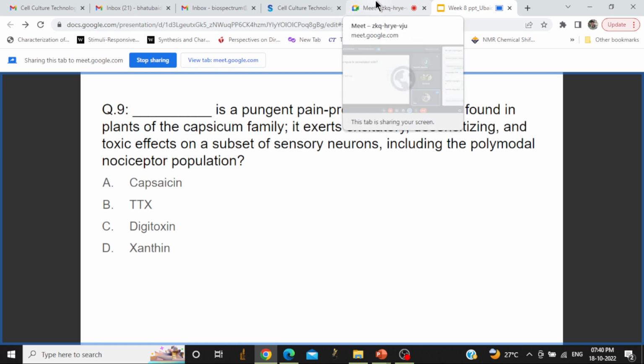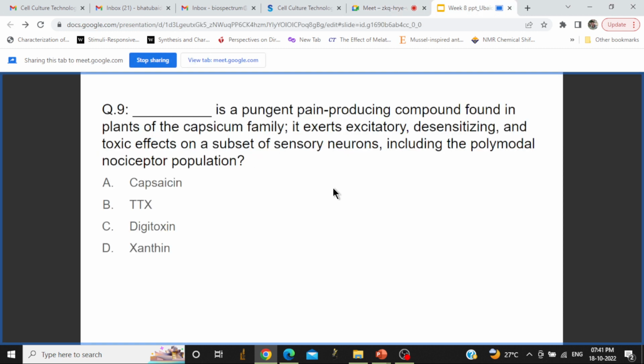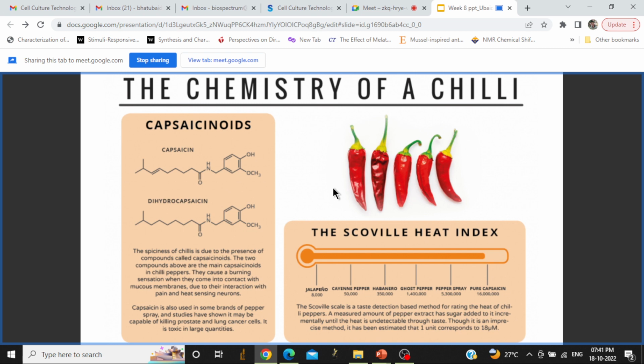Anyone have answered? Yes, the answer is capsaicin. Actually, this capsaicin is a compound of the chili. So here is the chemistry of chili.